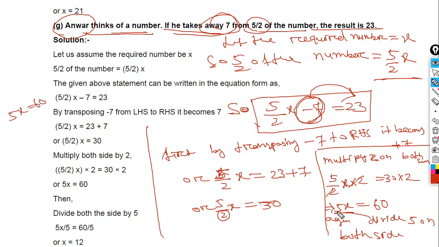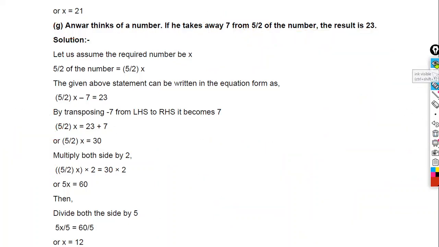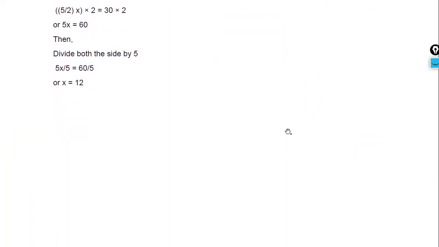So after dividing 5 on both sides, it will become 5x by 5 equal to 60 by 5. Now 5 cancels, and x will be equal to 60 by 5, which is 15. So you got the value of x. x is 15, so the required number is 15. Well, again let's see what is the next question.